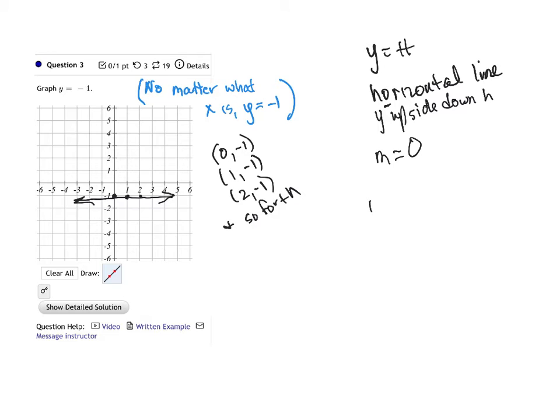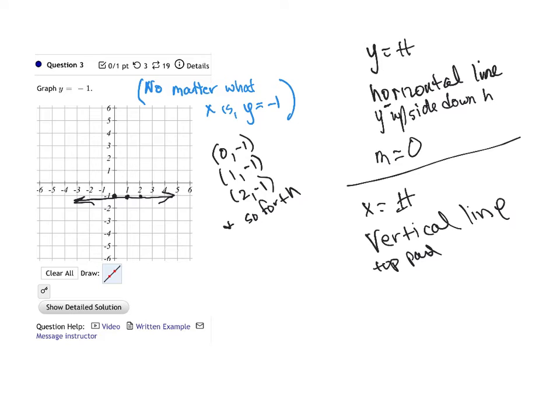Now, whenever you have x equals a number, so say you have x equals a number, there's no y in the equation, then you're going to have a vertical line. Now, the top part of an x is v. So that's how I remembered the vertical one. And then the slope on this one is undefined.